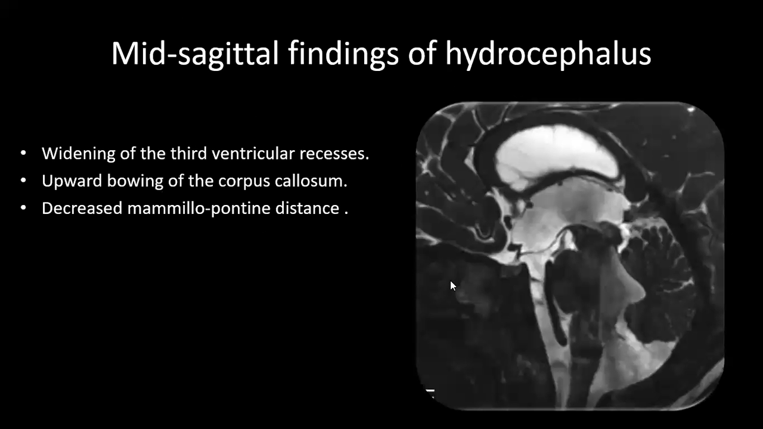How to differentiate? The first important image is the sagittal image. You can find widening of the anterior recess of the third ventricle and depression of the floor of the third ventricle. Normally it should be concave, but it is convex, and there is narrowing of the mamillopontine distance. Normally, the mamillopontine distance is equal to the mamillo-anterior commissure distance, but in this case the ratio is much increased.